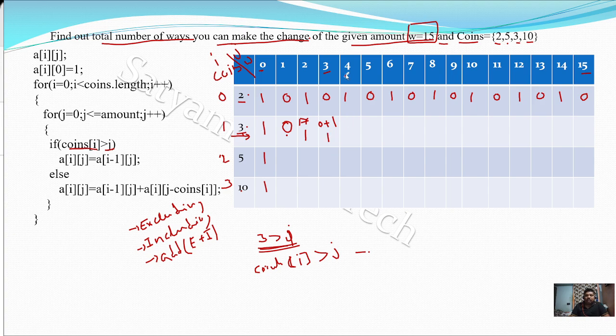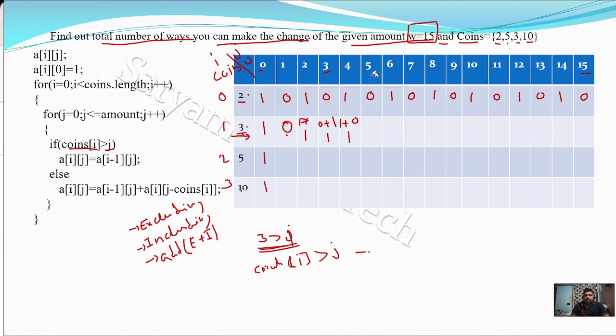Here also, we cannot include this 3 rupee coin. How many ways to make this 4? Only 1, so you can take that 1. This is one way. Plus here you can include that 3 rupee coin. So 4 minus 3 is 1. Here you can see in the 1 column the value is 0. So you can note down here, the value is also 1.